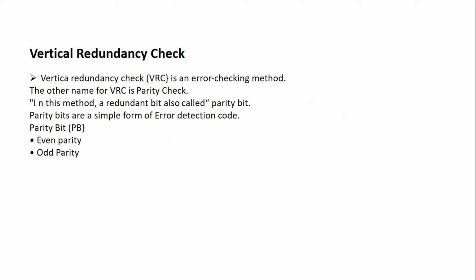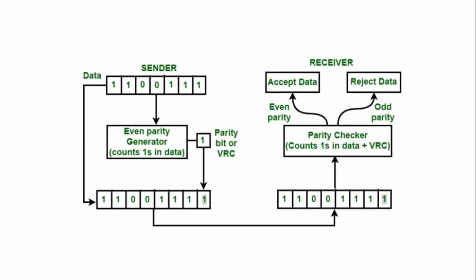Parity bits are simple error detection code. Parity bit is of two types, the even parity or odd parity. And this is the big picture. For example, the sender sends this data, and even parity generates by counting the ones in the data and goes to the receiver. The receiver accepts even parity data, and odd parity data is rejected.